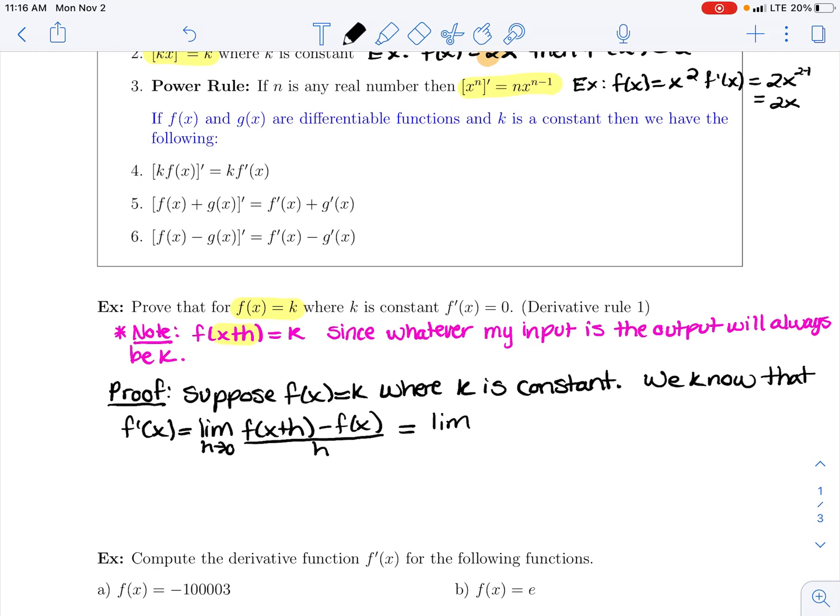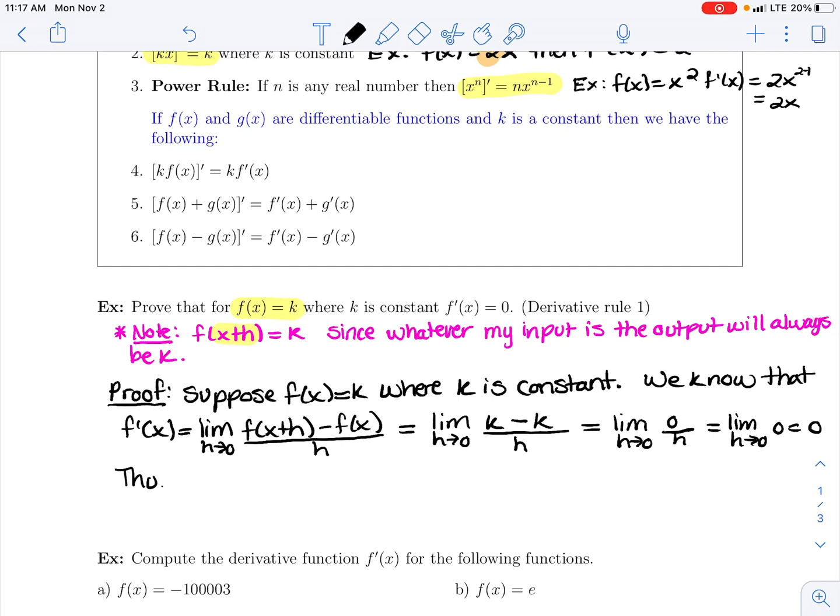And so this means that the limit as h approaches 0. Now instead of writing f of x plus h, I'm going to write k in its place, minus, and then instead of writing f of x, I'm going to write k. I'm just plugging in what f of x plus h is and what f of x is, and then this is all over h. When I simplify this, k minus k is just 0, right? So this is the limit as h approaches 0 of 0 over h. And 0 divided by a number is 0. And so I get that this limit is just 0.